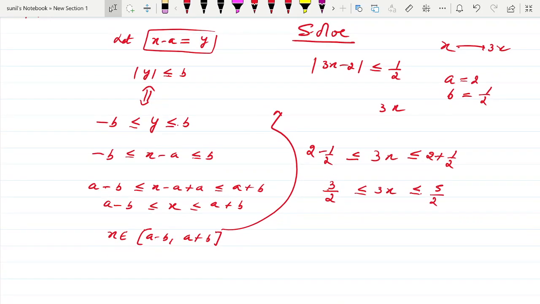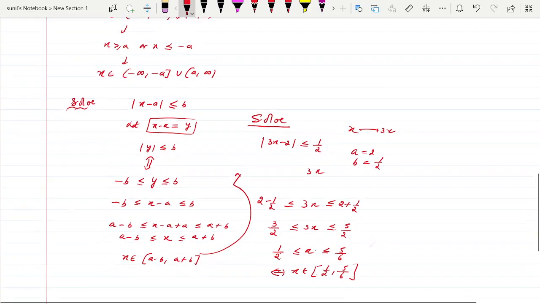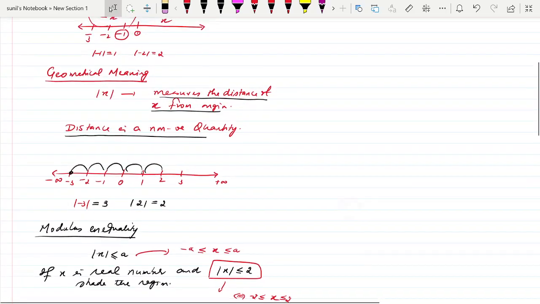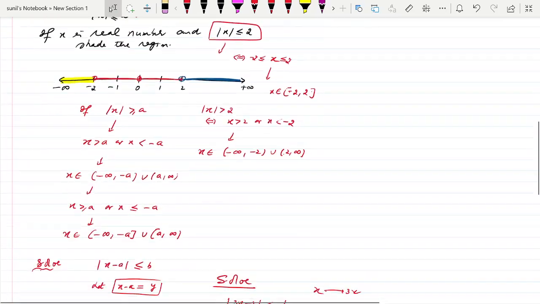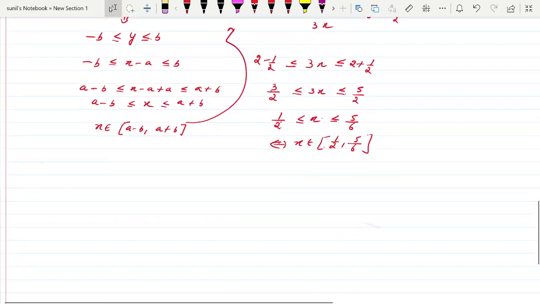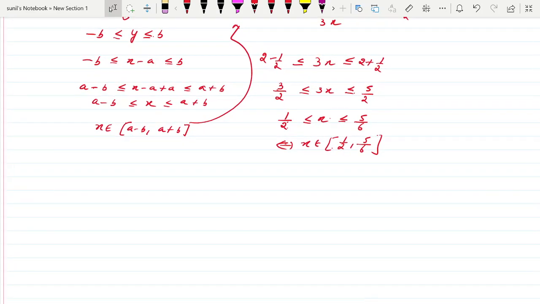Now what I will do, dividing the whole inequality by 3. Since it is a positive number, no sign change will take place. It is 5 by 6. This will imply our x belongs to the closed interval 1 by 2 comma 5 by 6. Now look at this, guys. It's a very simple process that I am discussing. Modulus is a very interesting function. First, I'm just dealing with the inequalities part. So suppose somebody asks you to solve modulus of x minus 2 greater than or equal to 5.